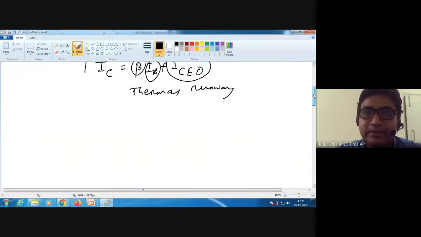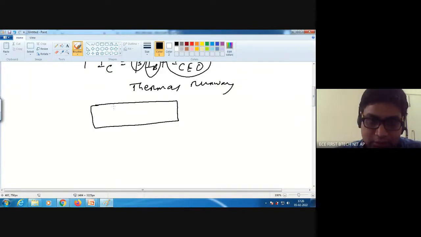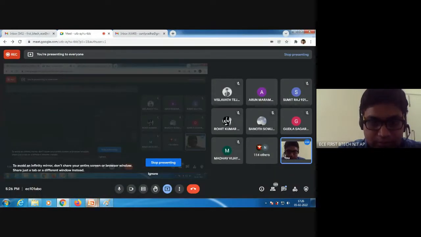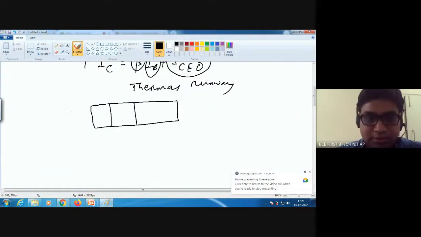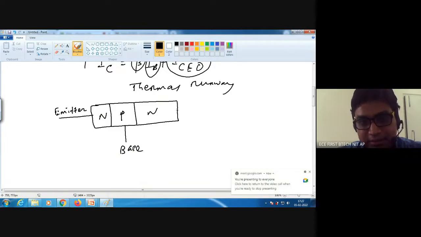That is why, if you can see here, in most transistor circuits, let's say I'm talking about an NPN transistor, this is the emitter, this is the base, and this is the collector, right?